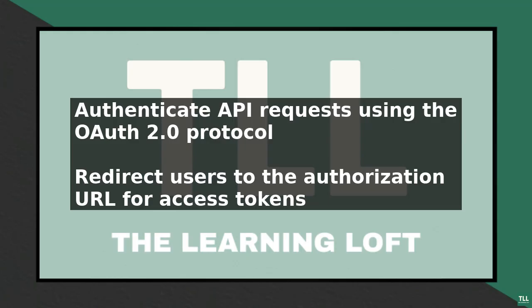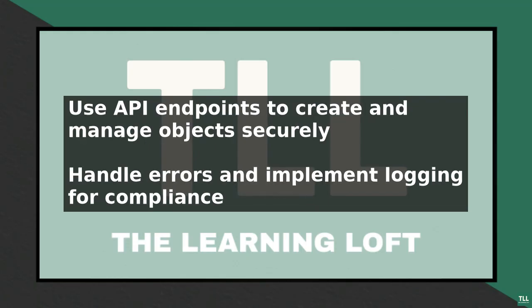Best practices include handling errors and exceptions, implementing logging and monitoring, and ensuring security and compliance. Use the API keys and access tokens securely, and never hard-code them in your code.